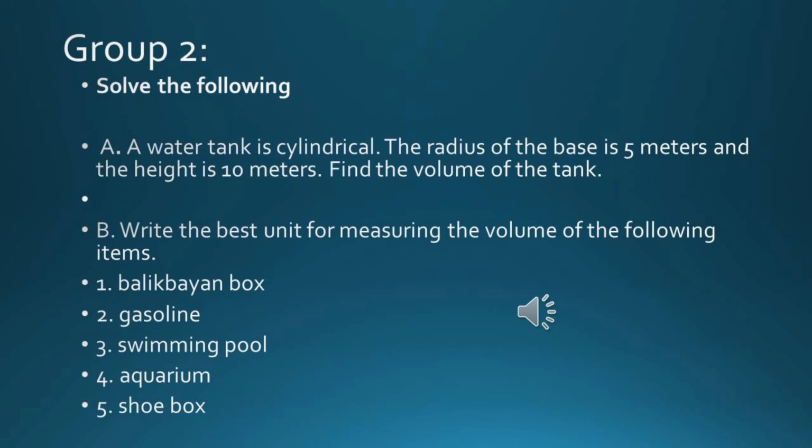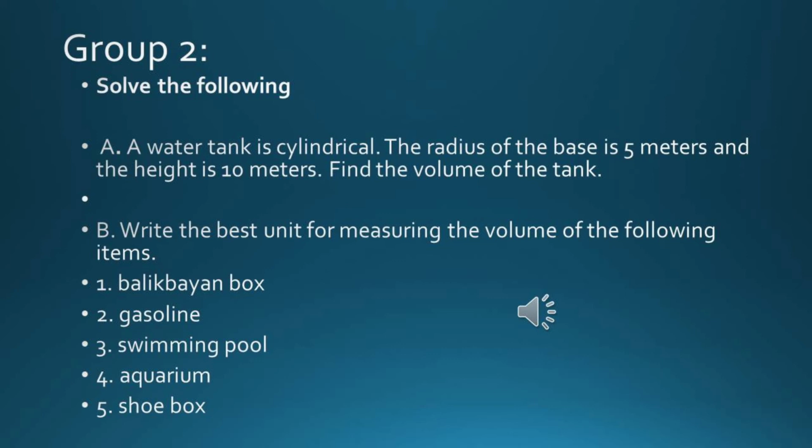For Group 2, solve the following. Letter A. A water tank is cylindrical. The radius of the base is 5 meters and the height is 10 meters. Find the volume of the tank.